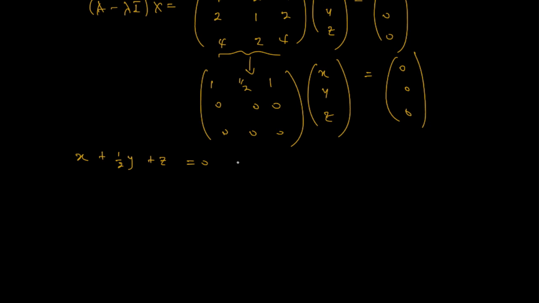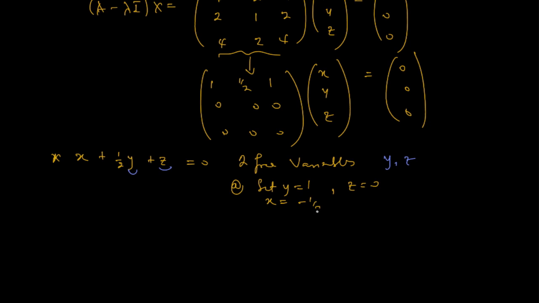Now if you observe, this system has 2 free variables. The free variables we have are y and z. To find the first linearly independent solution, we'll set y equals 1 and z equals 0. If y equals 1 and z equals 0, on substituting that into this equation, we obtain x to be negative half minus 0, that's going to be negative half.